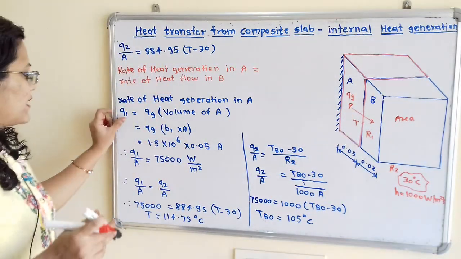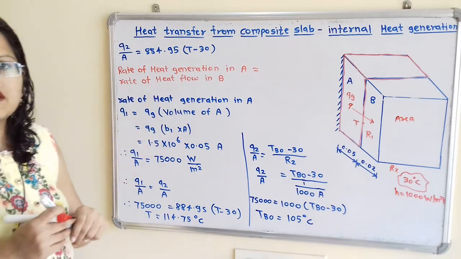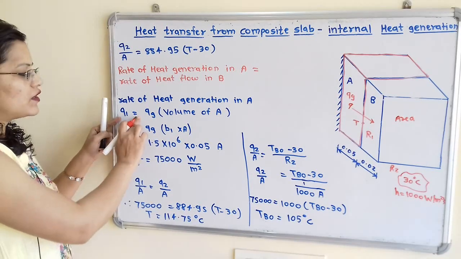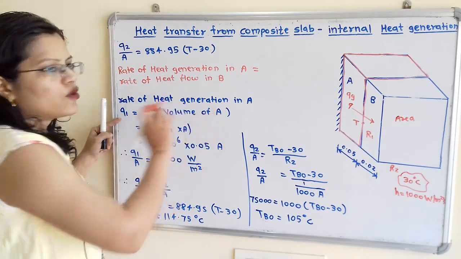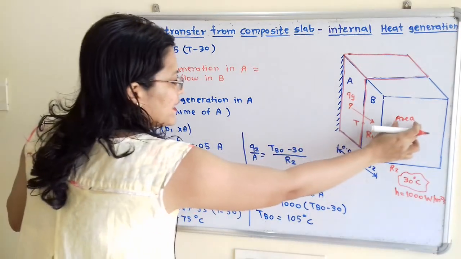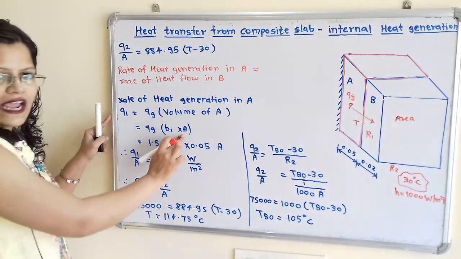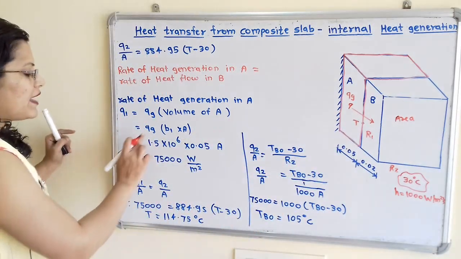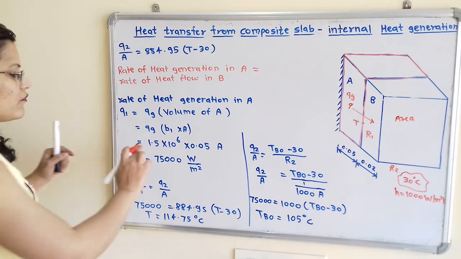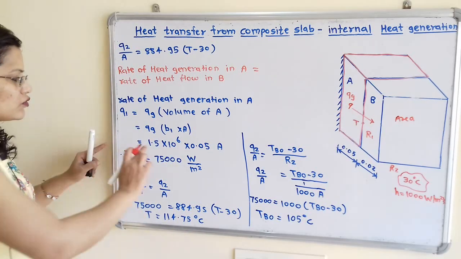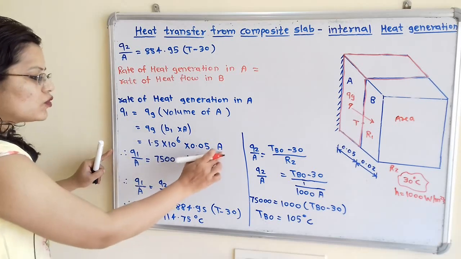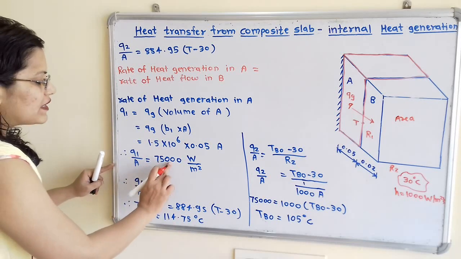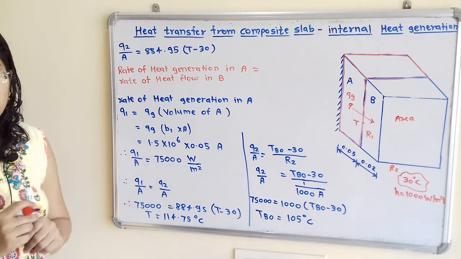So we will take here the rate of heat generation in A. We will use here the suffix 1 for A, that is Q1 is equal to Qg multiplied by the volume of A. For the volume of A, the area we will denote with the letter capital A, multiplied by the thickness, that is 0.05. And what is the value of Qg? That is given, 1.5 into 10 raised to 6. So if we solve this, A is unknown, so we will transfer it to the left hand side. So Q1 by A is equal to 75,000 watt per meter square.